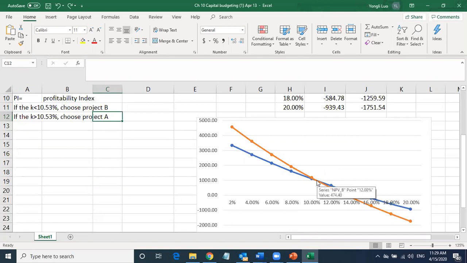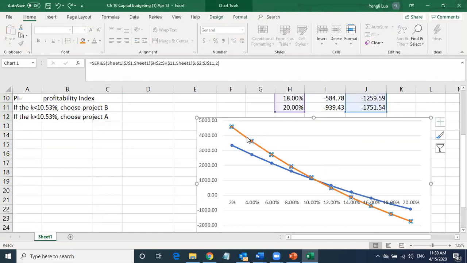So your conclusion is going to be, if the required rate of return is less than this crossover point, like 10%, you choose project B. Because you see the yellow line, project B, is always higher than the blue line. So when the required rate is lower than 10%, lower than the crossover point, you choose project B, which is the orange line.